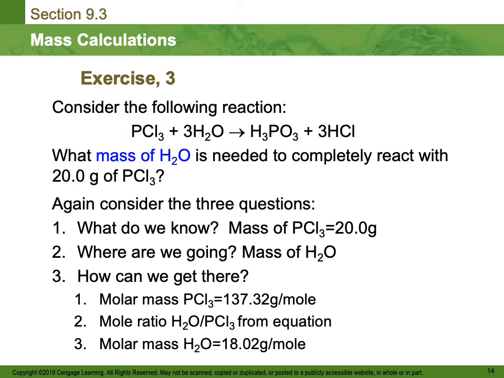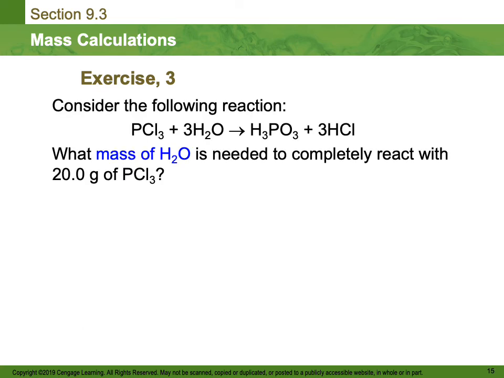There are our 3 ways to get there. The molar mass of PCl3 is needed, the mole ratio for water and PCl3 from the equation, and the molar mass of water. And again, I'm using a hydrogen mass of 1.01, which is why my masses are slightly different than theirs. Again, it doesn't matter in the answer. Okay, so how can we get there? It's 3 steps. It's 3 conversions back to back to back.